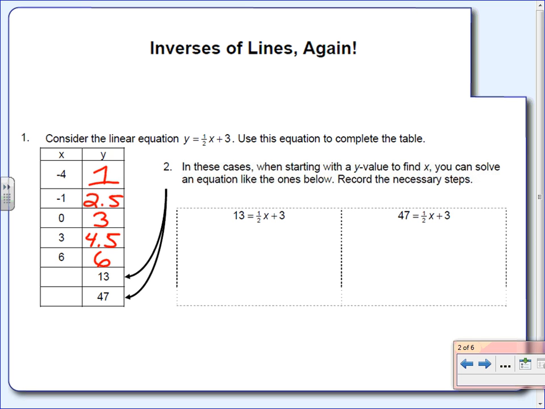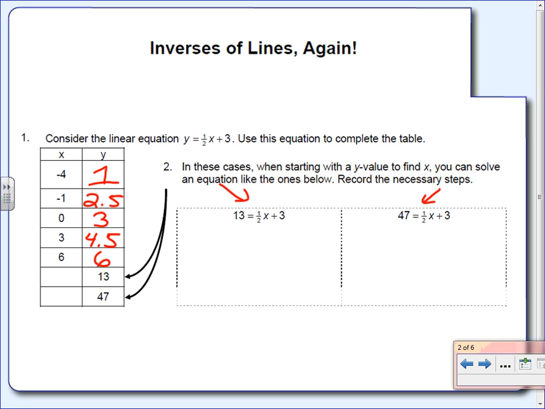Where it's going to get a little tricky is the next two. Because this time what they did was they gave me the y values rather than the x values. So the process we go through is going to be a little bit different. What they've done is give us some room here to show our work. So we're going to start with this 13 here. What is the x value when the y value is 13?